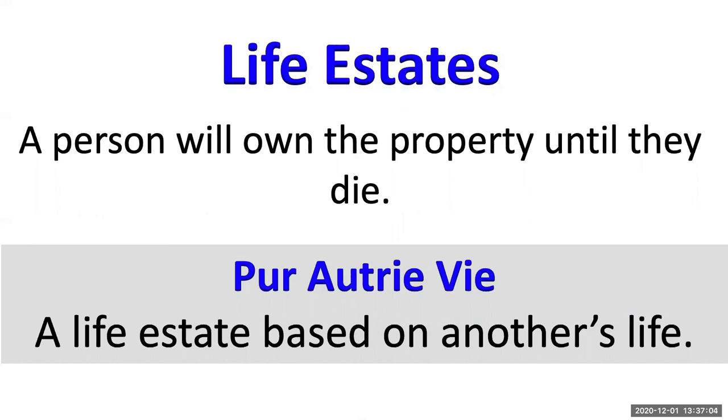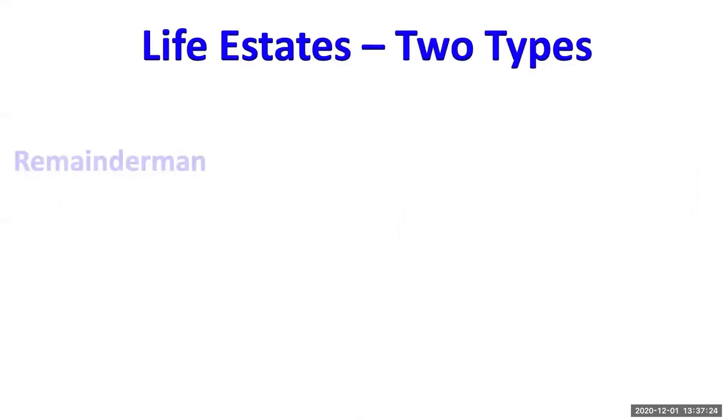Pur autre vie would be a life estate based on someone else's life. James is letting Jerry and I own this property as long as I don't die. So Jerry has ownership, but it's based on my life. So when I die, she loses ownership too. So that's pur autre vie, that means for the life of another.